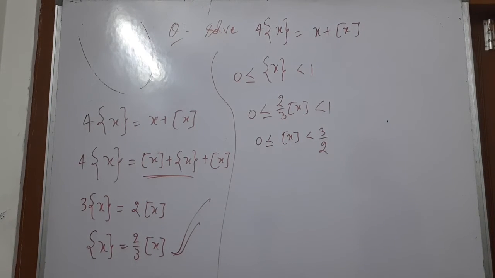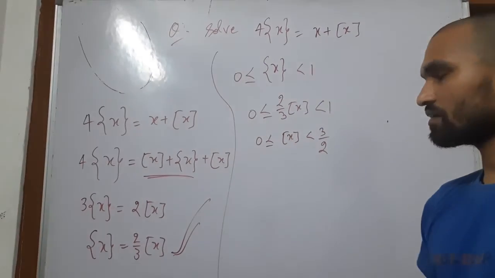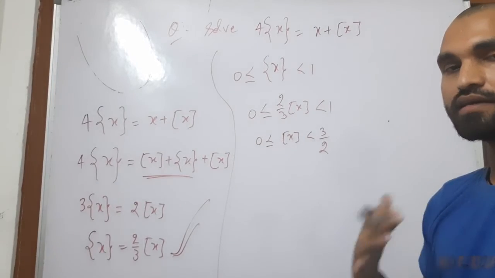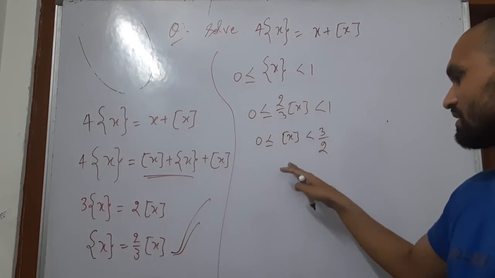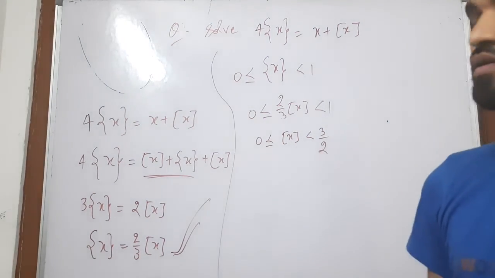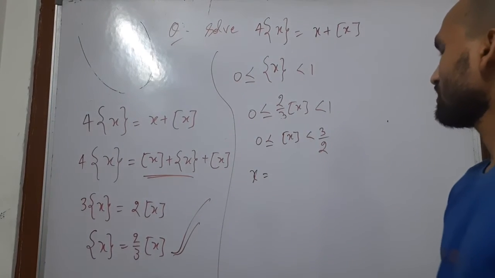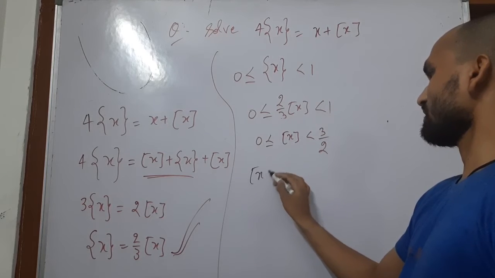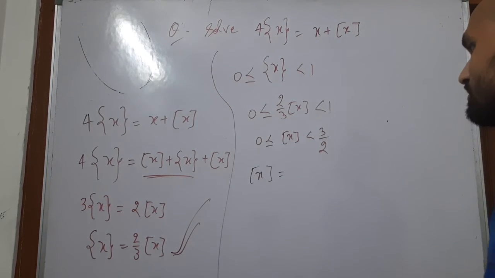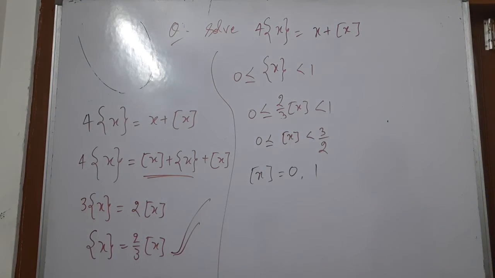Okay. What are the possible values of greatest integer x? As we know, greatest integer x has only integer values. So for this relation, starting from 0 and before 3 by 2, we can get x as... What are the possible values of greatest integer x? Greatest integer x can be either 0 or 1. Two values are possible here.